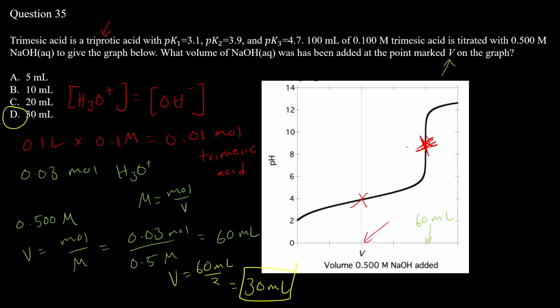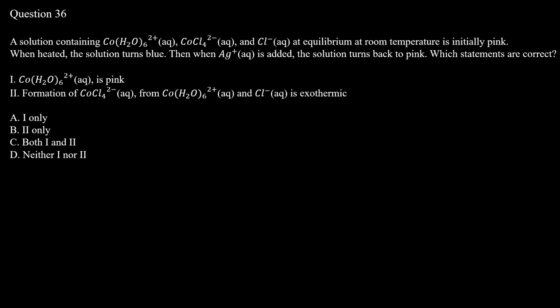Let's go to the last one, which is question 36. A solution containing hydrated cobalt, and then cobalt tetrachloride, and then the chloride ion at equilibrium at room temperature is initially pink. When heated, the solution turns blue. Then when silver is added, the solution turns back pink. Which statements are correct? All right, so let's look at the statements.